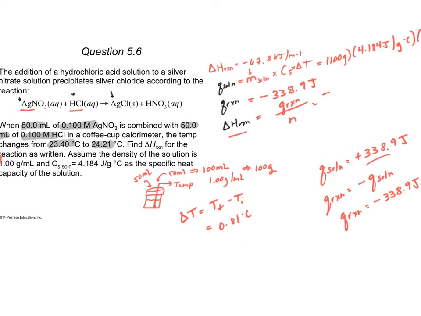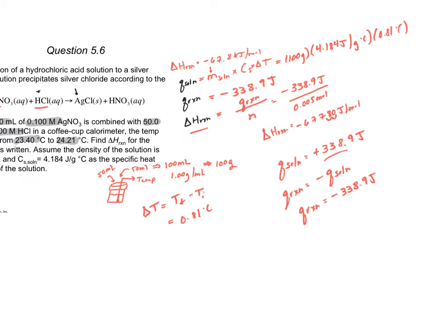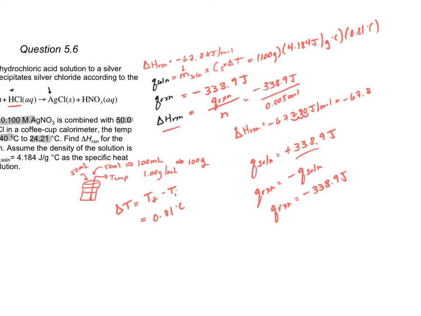So now we have our heat, minus 338.9, divided by the number of moles of limiting reagent. It's 0.005 moles. And we're going to end up with a fairly large number for enthalpy, which is equal to minus 67,780. This is in joules per mole. Again, converting this to kilojoules, we're just going to move the decimal 1, 2, 3 places to the left. So minus 67.8 kilojoules per mole.